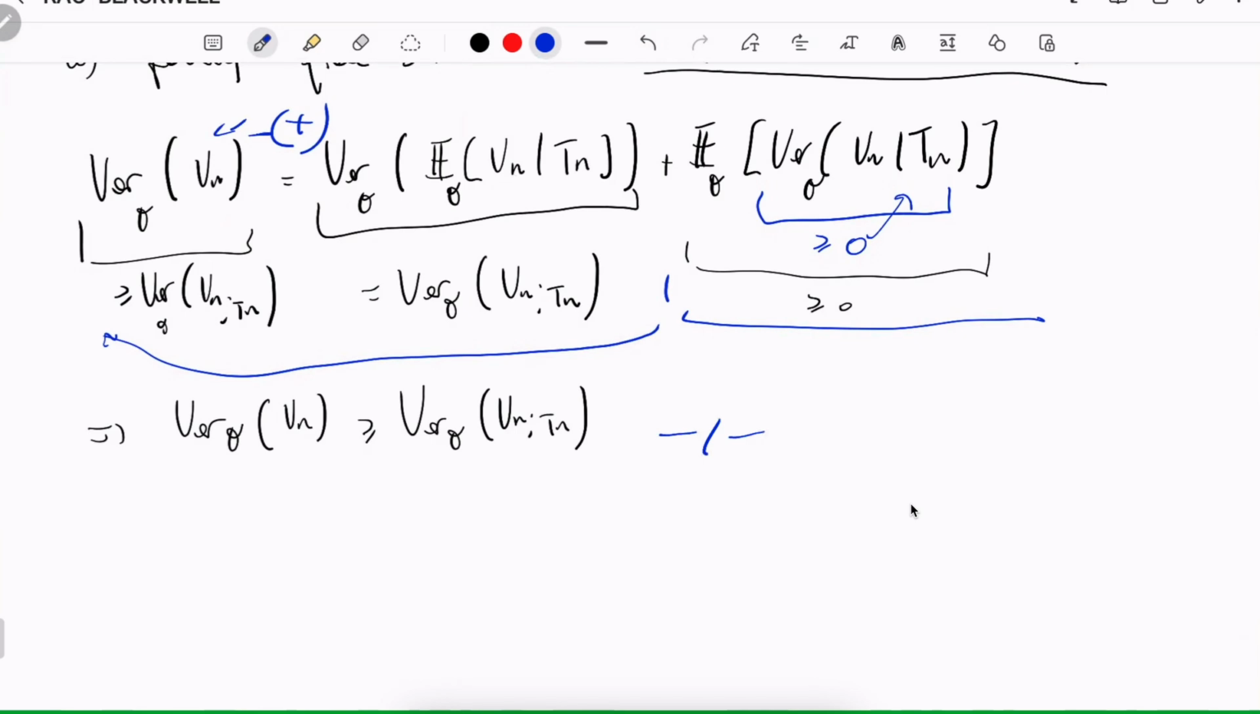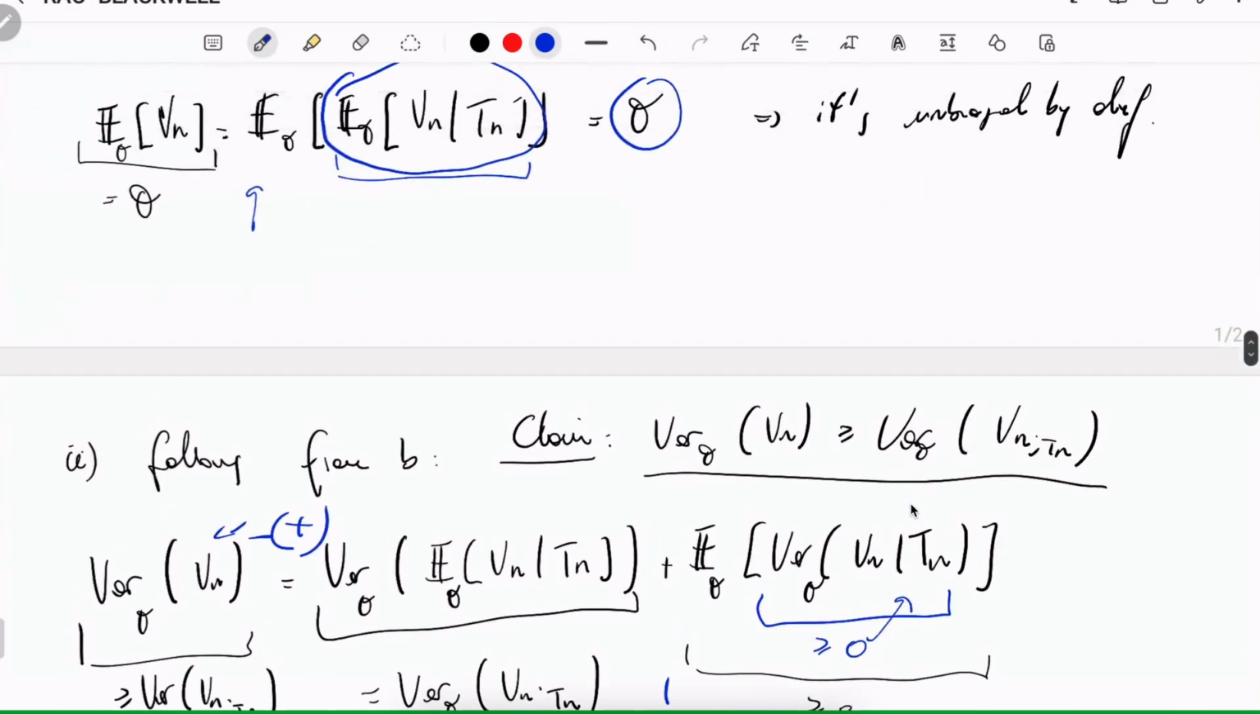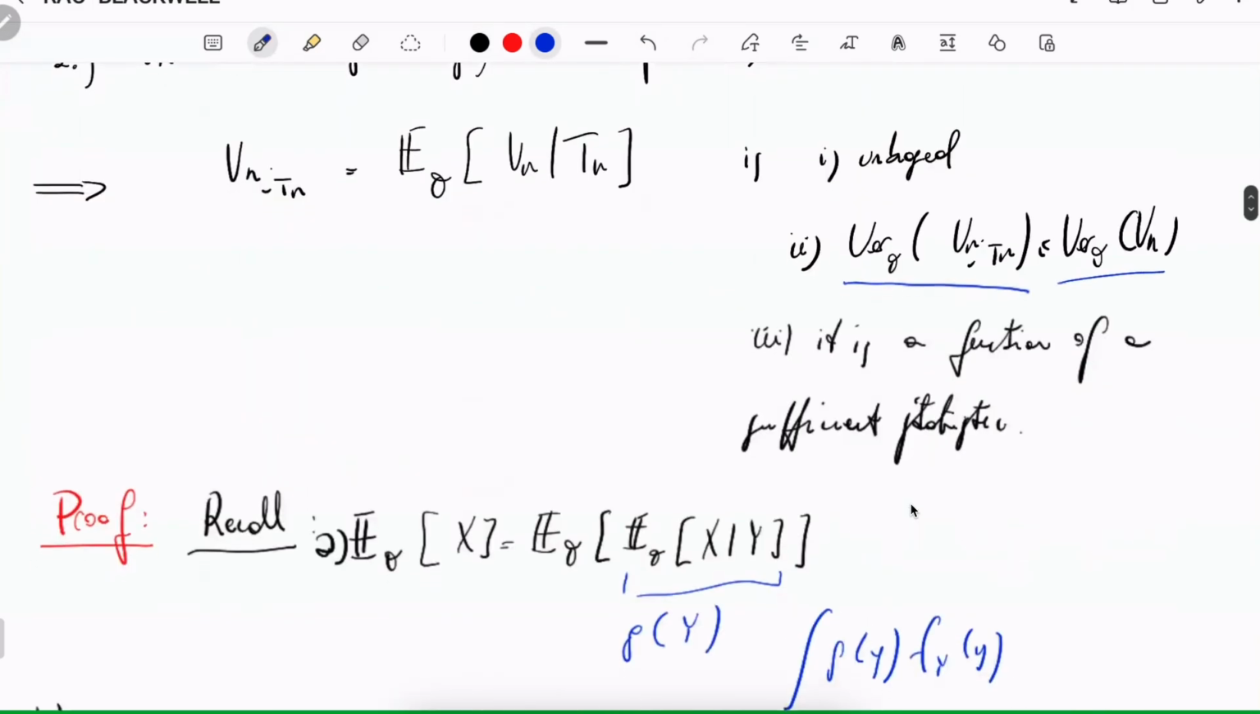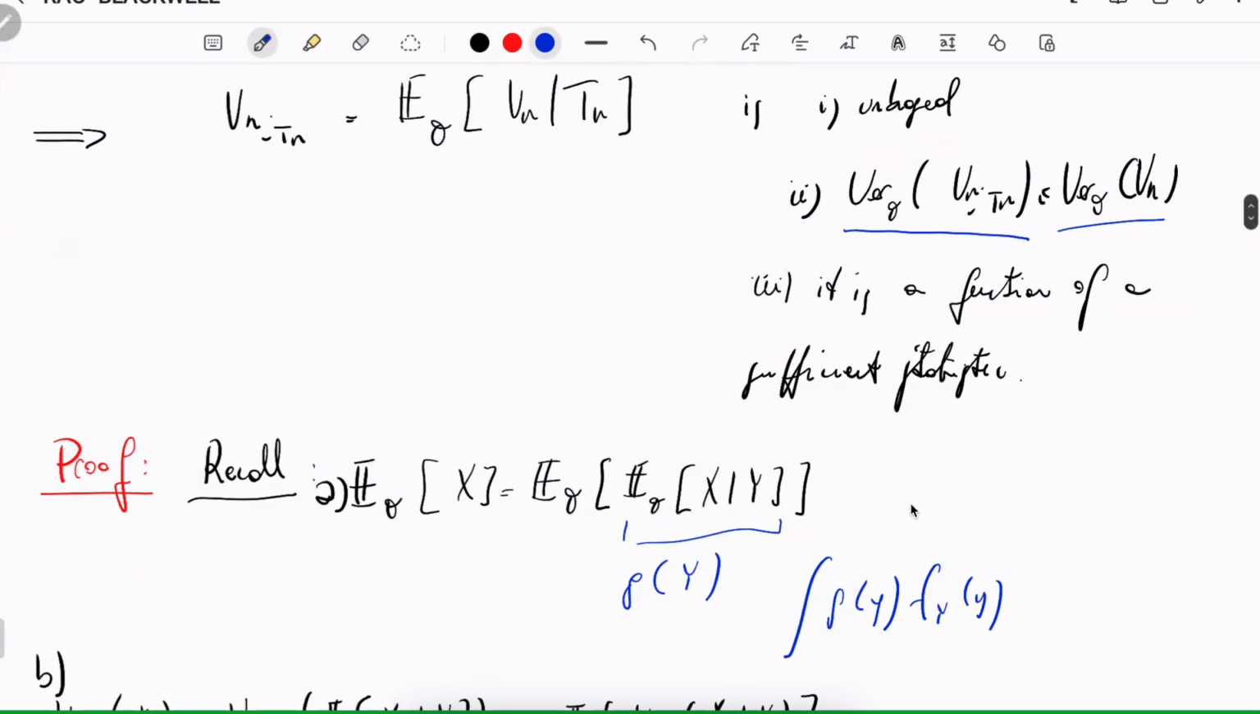Awesome, so this was Rao-Blackwell. Any questions, any mistakes apart from this one? Pretty big, but yeah, sorry about that.